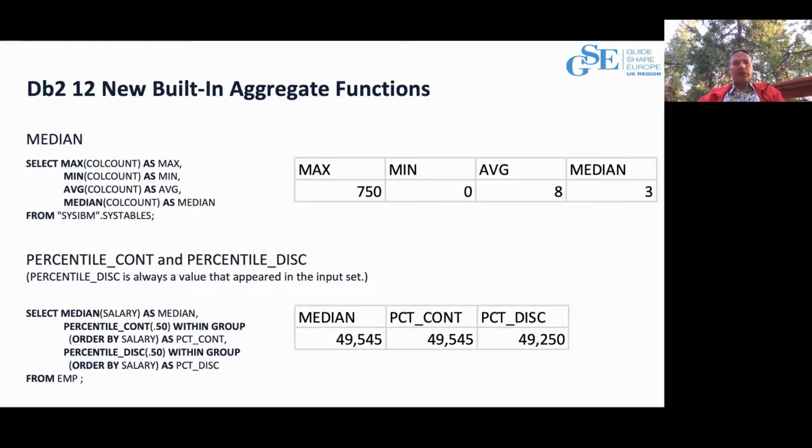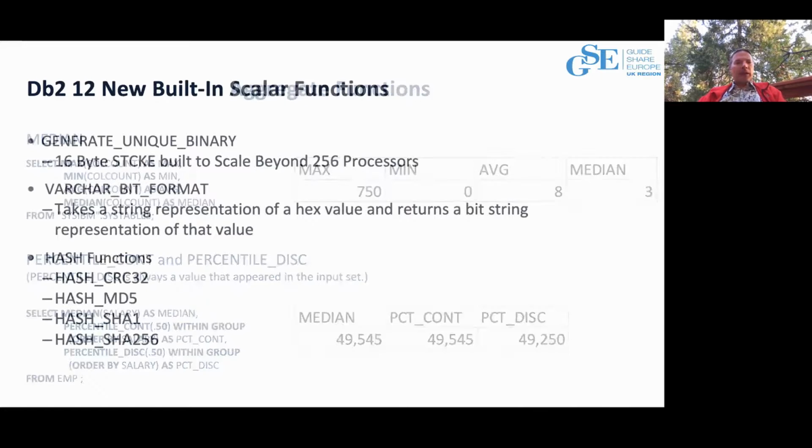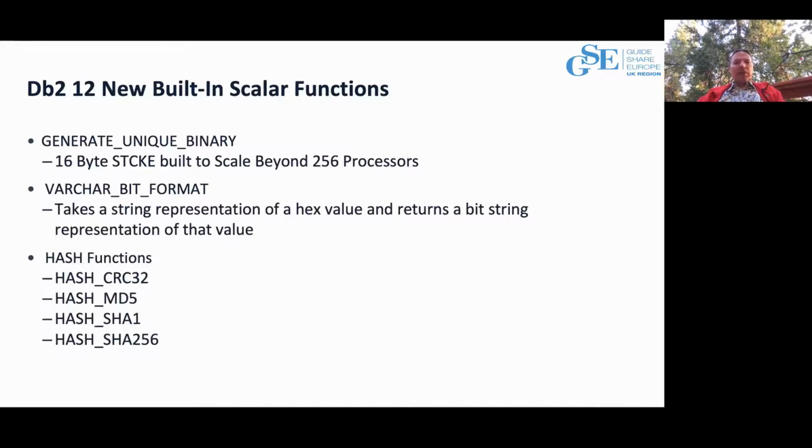So hopefully that's straightforward. All right, some other built-in functions that are interesting in DB2 version 12: generate unique binary. There's a generate unique function already in DB2. It returns a 13-byte value, which is compatible with LUW. Under the covers, it's using a hardware instruction called store clock extended, STCKE.